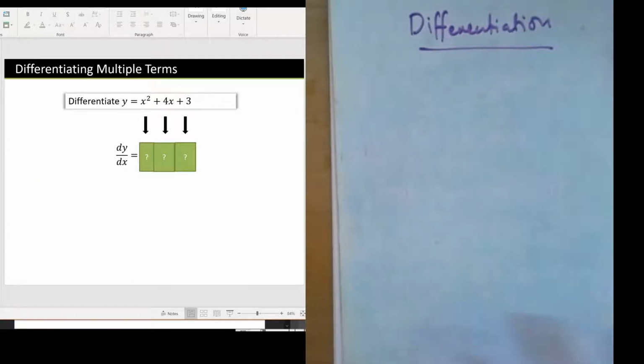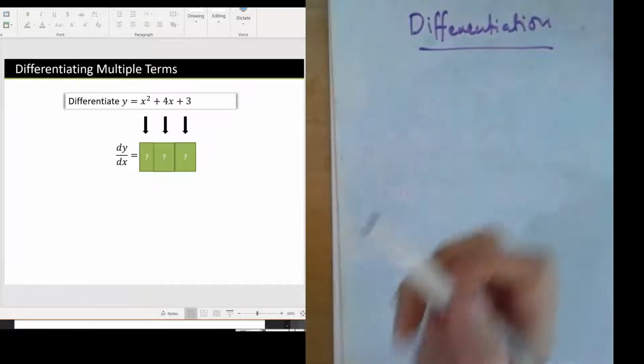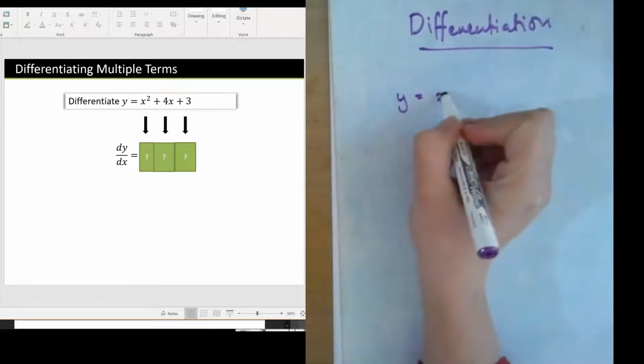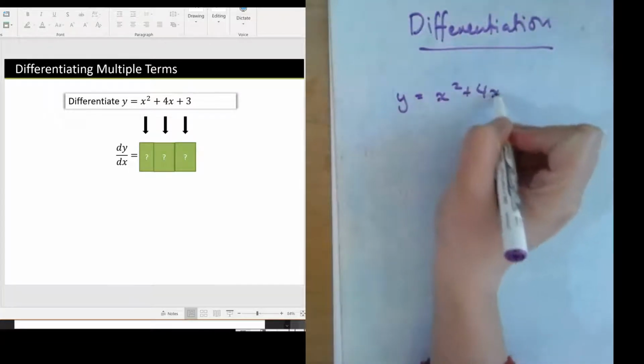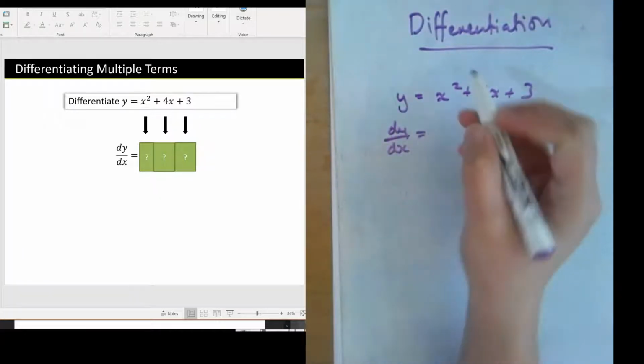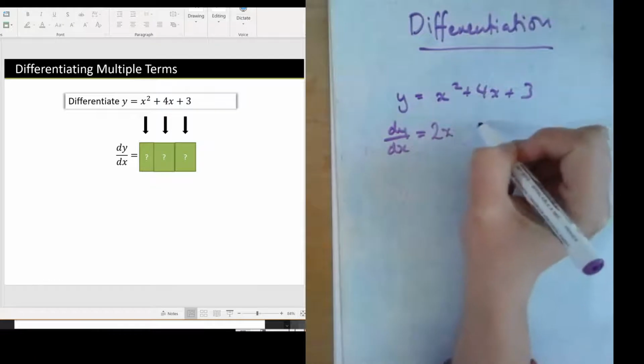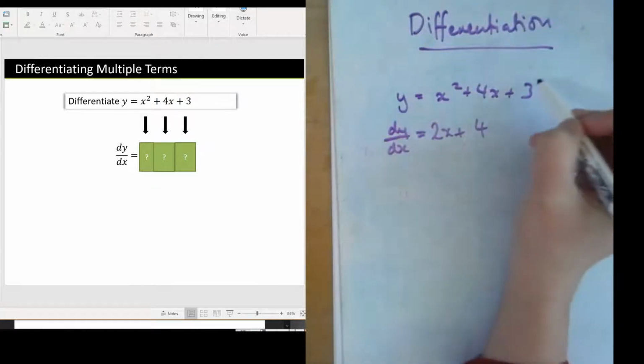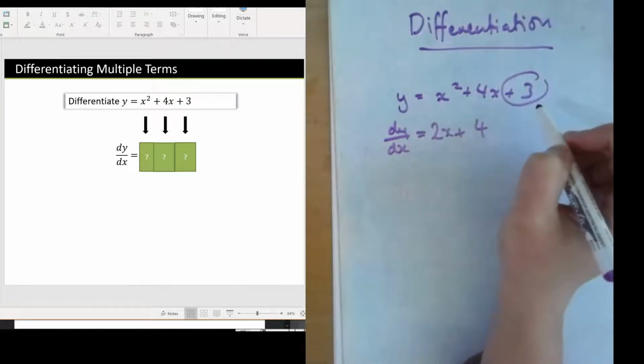Okay, what would I do if I have 3 different terms? You can do exactly the same thing, I just have to do it separately. Okay, so I've got 2x squared plus 4x plus 3, so dy over dx would then become 4x. Okay, this one is the new one.